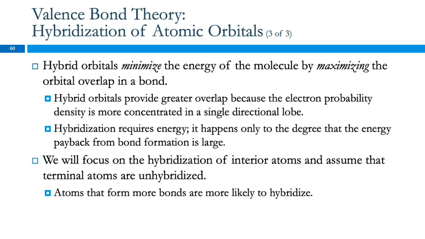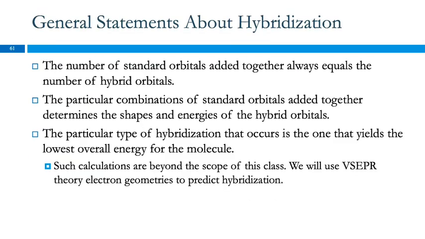So what we're going to do is focus on hybridization of interior atoms. We are going to assume that the terminal atoms are unhybridized. They do hybridize, but we can get away with just pretending they don't. So atoms that form more bonds are more likely to hybridize. And that's one of the reasons we can ignore the terminal atoms. So again, this is a bunch of stuff leading up to, hopefully, pictures that'll make more sense.